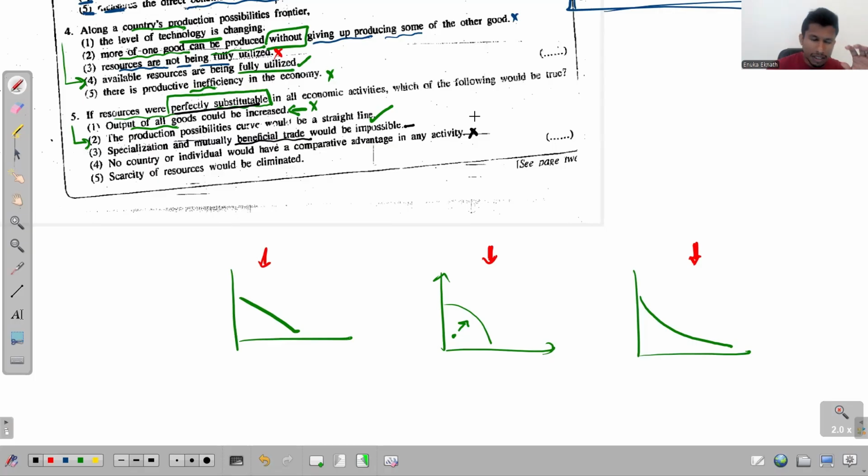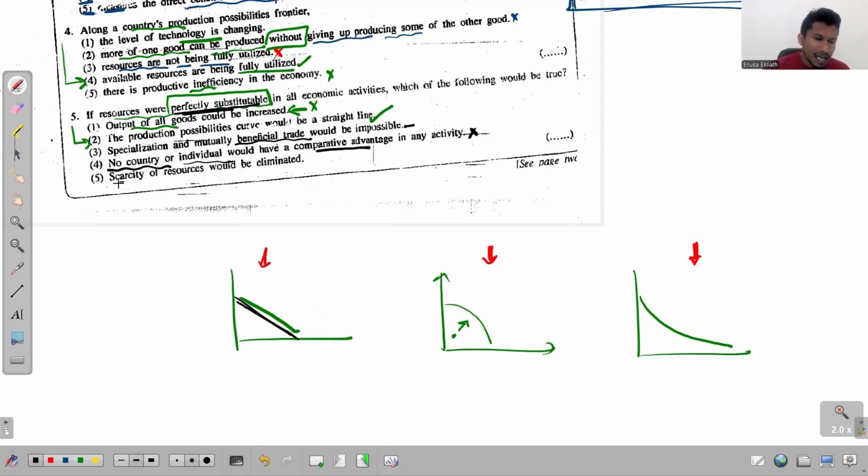If you remember these questions that we do under the topic international trade, in that lesson also we just take straight line PPCs, which means that the resources are perfectly substitutable. But still, we identify the country. This country has the comparative advantage for this given good, and the other country has the comparative advantage for the other good. But still, the resources are perfectly substitutable. So the statement is wrong, because here it says no country or individual would have a comparative advantage in any activity, which is false.